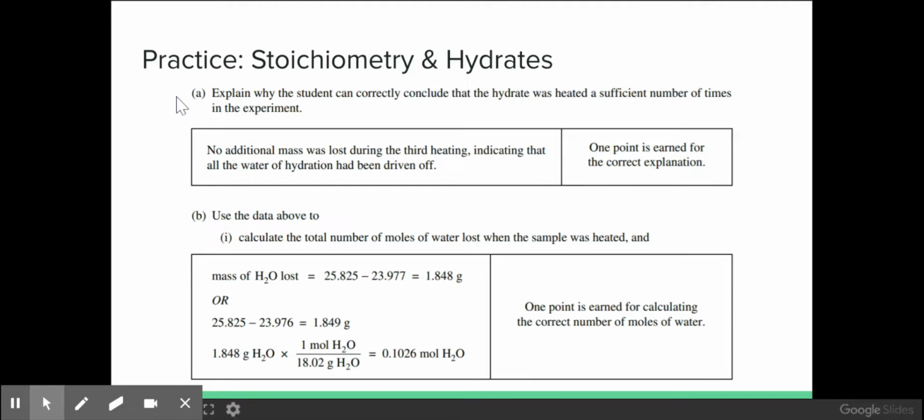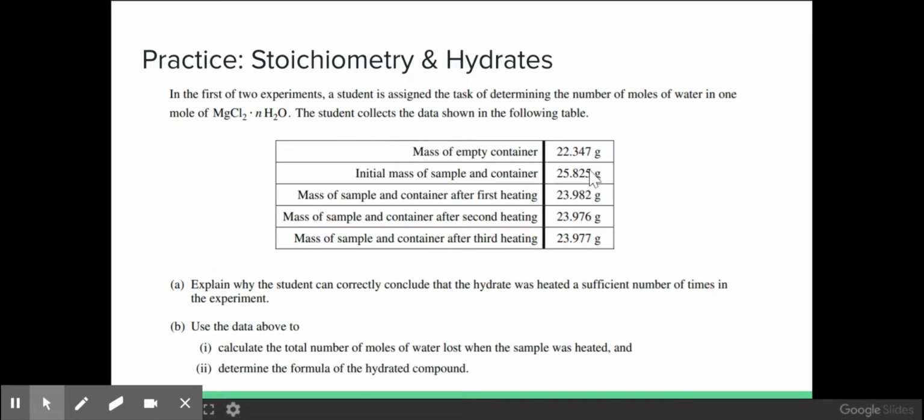For letter A, explain why the student can correctly conclude that the hydrate was heated a sufficient number of times in the experiment. If we go back to this data table, after the first heating, the mass drops because it lost water, 23.982 grams. But then after the second heating, its mass does drop a fairly significant amount, at least to the hundredth place here, 23.976 grams. But then if you notice, after the third heating, the mass goes up a little bit.